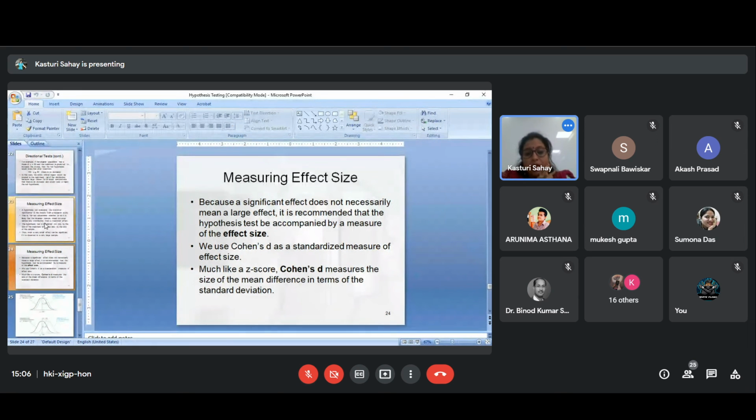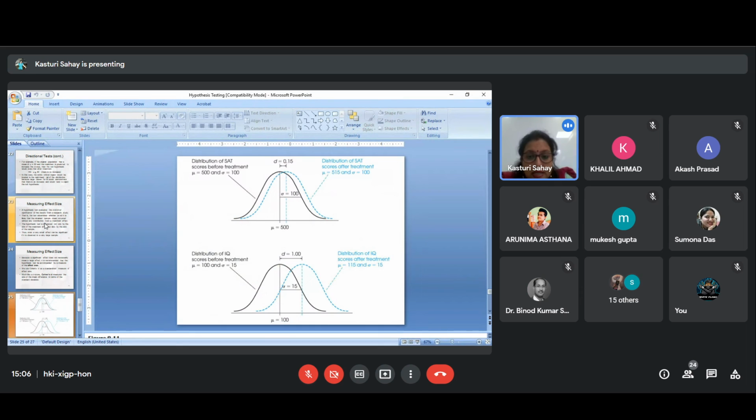And apart from Z scores, we also measure Cohen's d. This measures the size of the mean difference in terms of the standard deviation, and it is called the effect size. This is a standardized measure of effect size. That is, what is the effect of the treatment size, that is measured by Cohen's d.